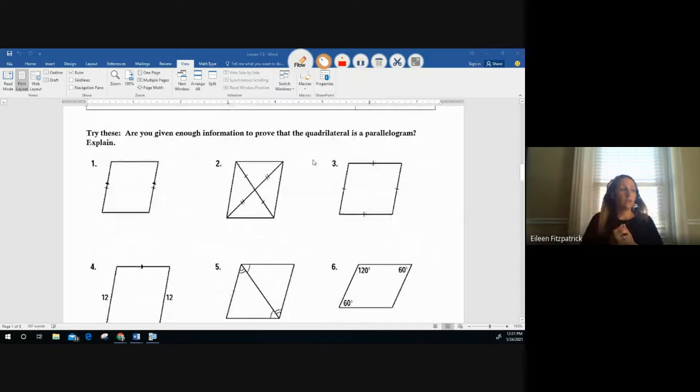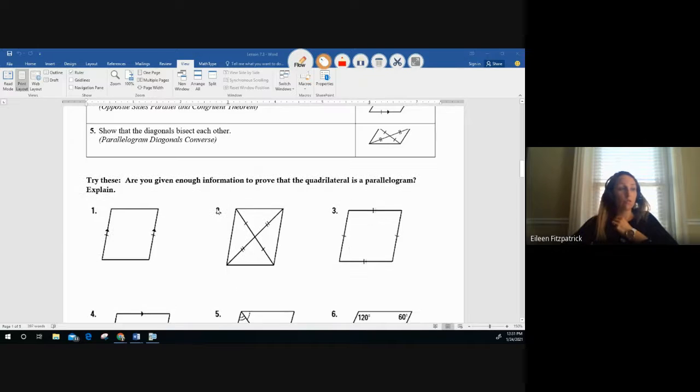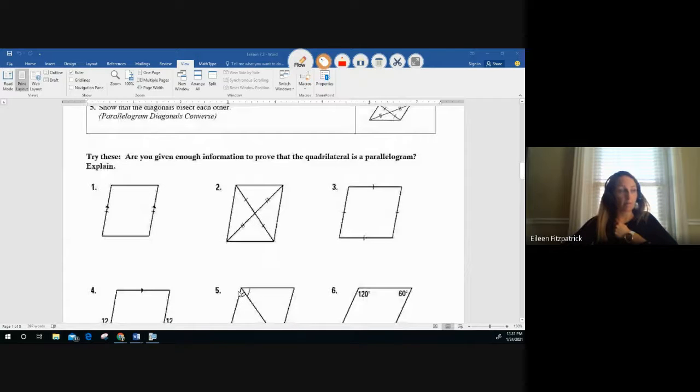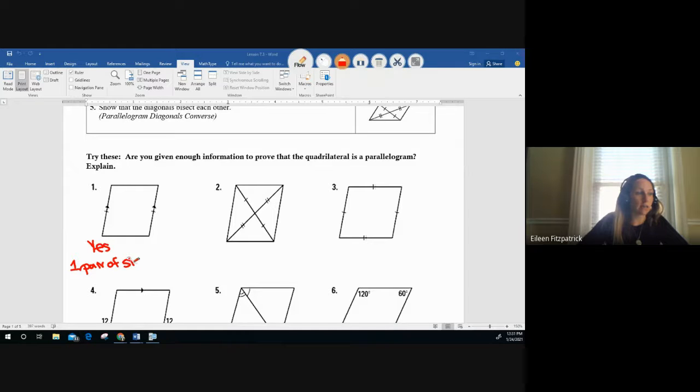So it says, are you given enough information to prove the quadrilateral is a parallelogram? Explain. So basically, you need to be able to use one of these 5 facts to explain that this is a parallelogram. Okay. So for the first one, is there enough information? Yes. And your justification? One pair of sides parallel and congruent implies parallelogram.